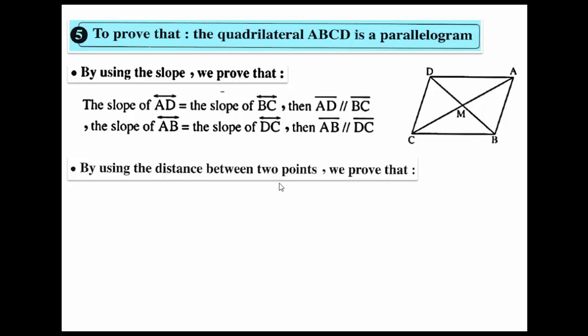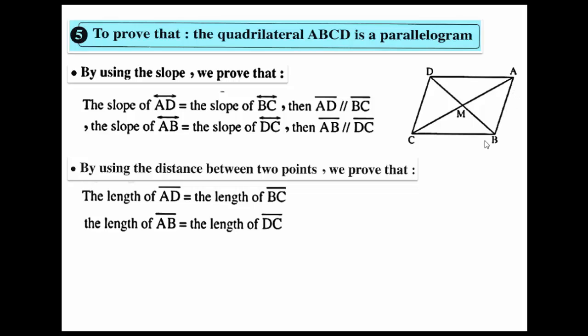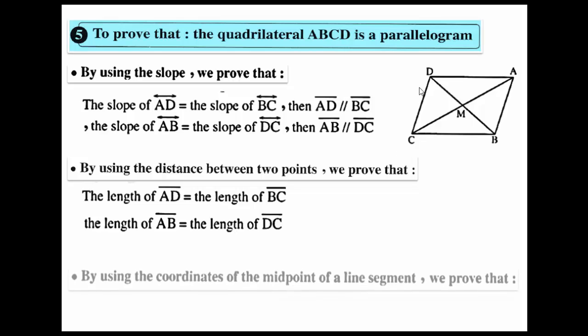Next way, or another solution, by using the distance between two points, we prove that the length of AD equals the length of BC, and the length of AB equals the length of DC, then ABCD is a parallelogram.